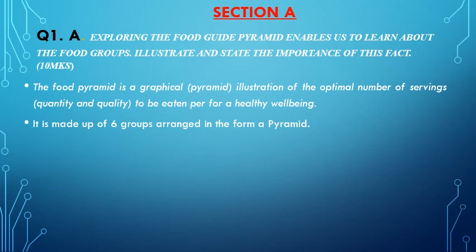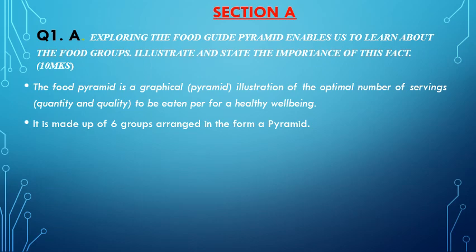It is simply a graphical illustration of the optimal number of servings. And by servings here, what do we mean? We are referring to the quantity of food and the quality of food. Quality, we are referring to what? Which class of food? Is it carbohydrate? Under which food group does it fall? So we're talking of the optimal number of servings to be eaten per day for a healthy well-being. That is what a food pyramid is about.